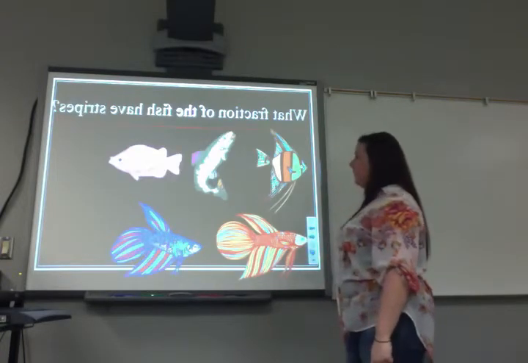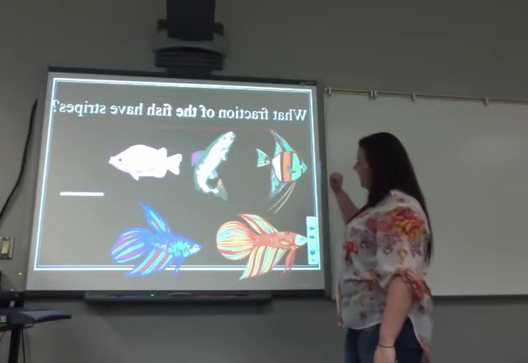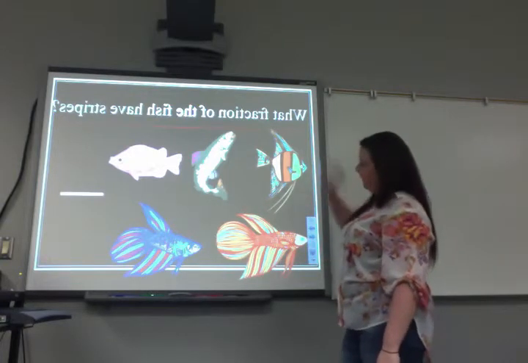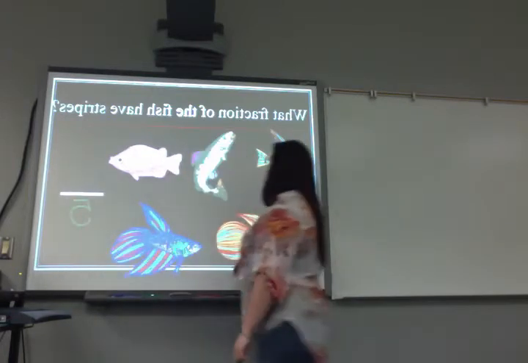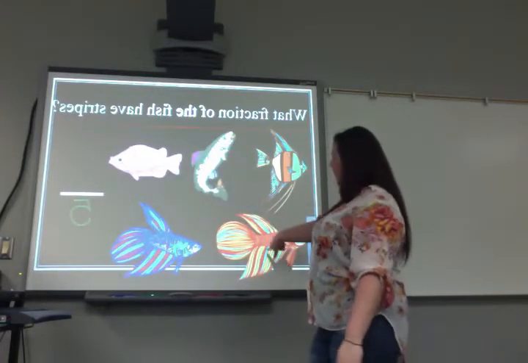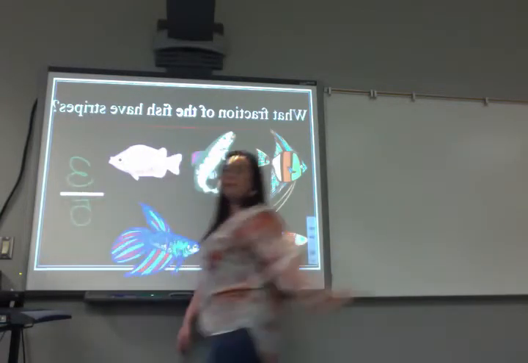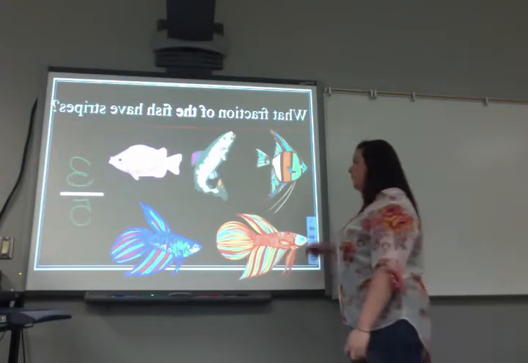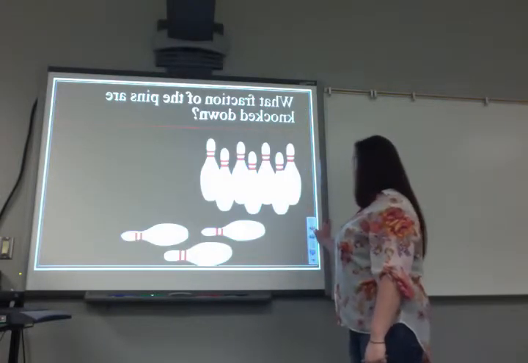What fraction of the fish have stripes? Okay, so how many fish do we have? 5 total, that's our denominator. And then this one has stripes, that one has stripes, and that one. So there's 3 that have stripes. So 3/5 would be the amount of fish that have stripes. Okay, and then what fraction of the pins are knocked down?